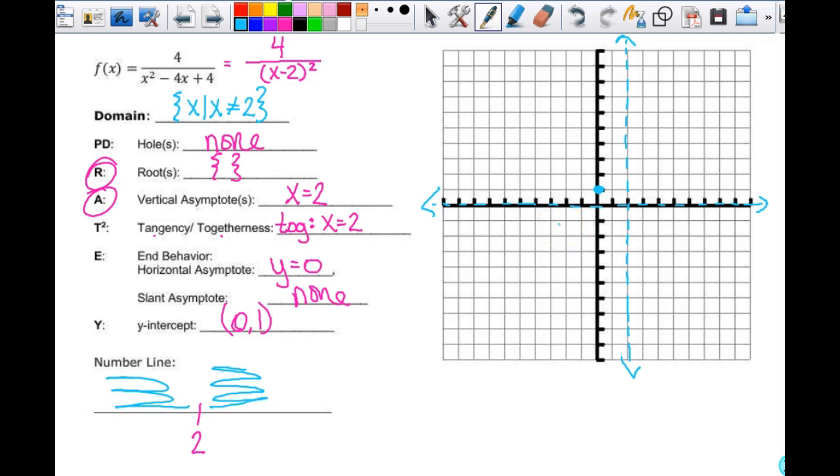So I also have togetherness at x equals 2, which means this is going to come up like this, and this side should look like this. I have 1 point over here, which I think is enough. And then I can get one on the other side that I need.